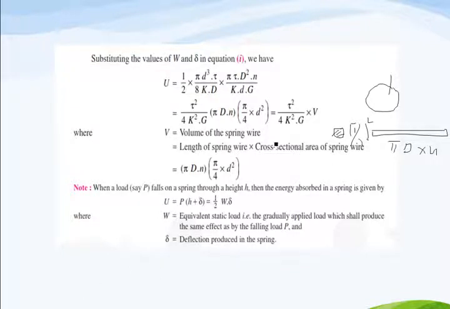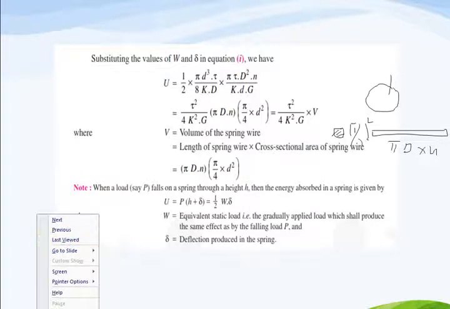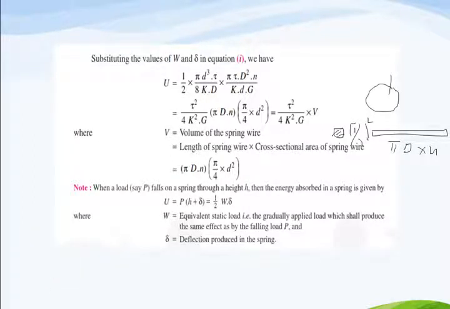By this we get this volume of the spring wire, and the remaining part will be tau square by 4k square into G. Then this is the final relation we got: tau square by 4k square into G into V.